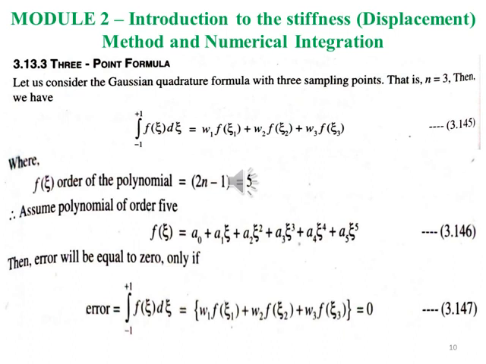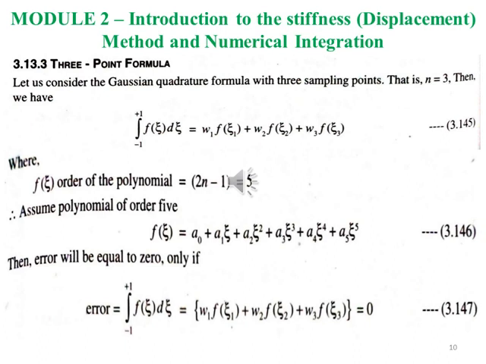So for f of z, the order of the polynomial is 2n minus 1, where n is equal to 3, hence 2 into n becomes 2 into 3, that is 6, minus 1 is equal to 5. So the order of the polynomial will be of order 5. Hence, the function of z can be written as a0 plus a1 z plus a2 z square plus a3 z cube plus a4 z power 4 plus a5 z power 5. Since the order of the polynomial is 5, we have to use fifth order for z, which is represented in equation 3.146.